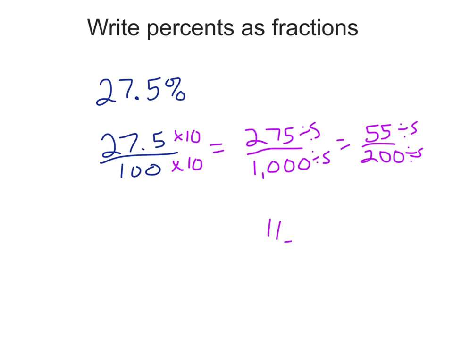And when I did that on my calculator, I got 11 over 40, and 11 is a prime number, so I know that is in simplest form.